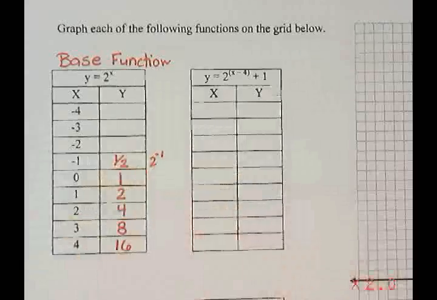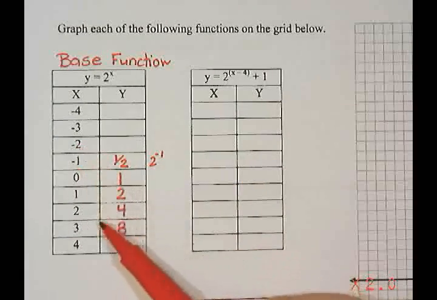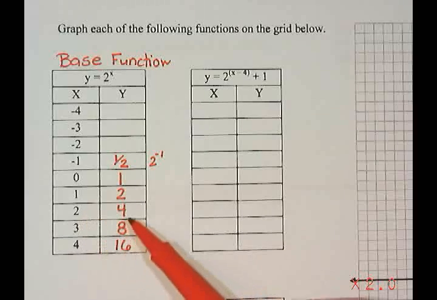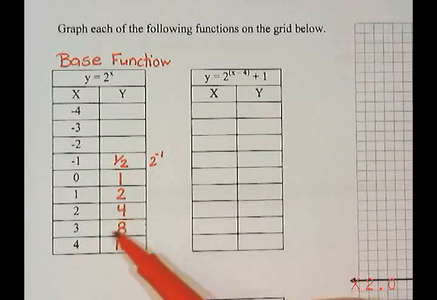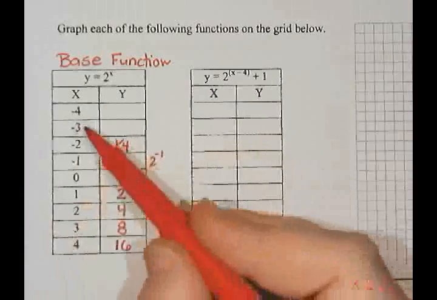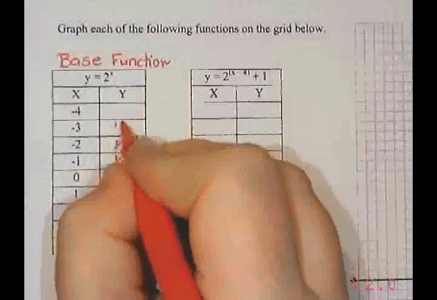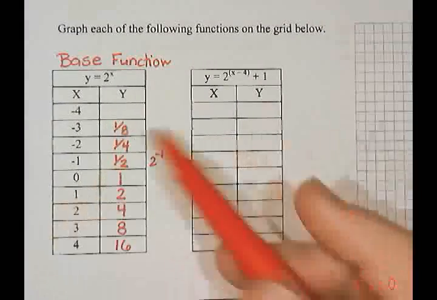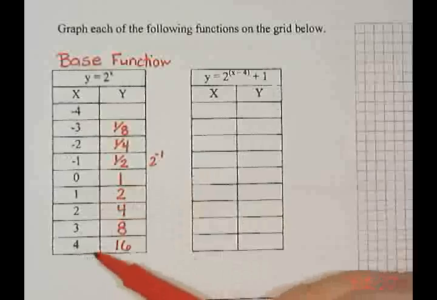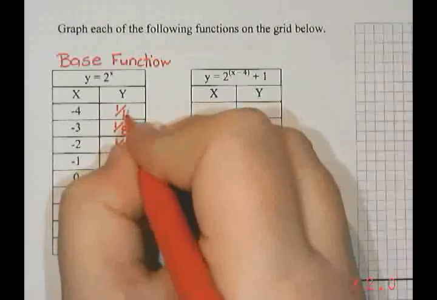And I would rather you write the fraction here than the decimal. 2 to the power of negative 2 is going to be the same as 2 to the power of positive 2, except the negative flips it over to make it a 1 over 4. The negative 3 is the same as positive 3, but flipped, so 1 over 8. And negative 4 is the same as positive 4, but once again that fraction, so it's going to be 1 over 16.